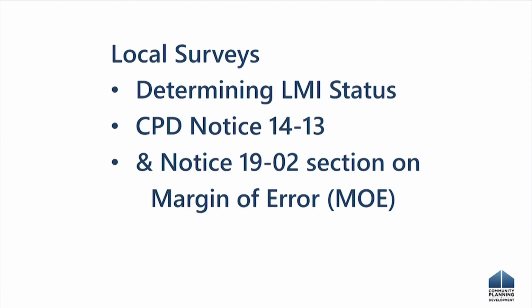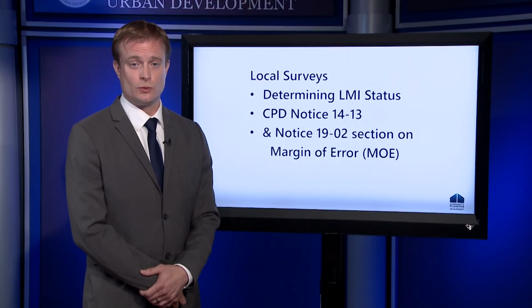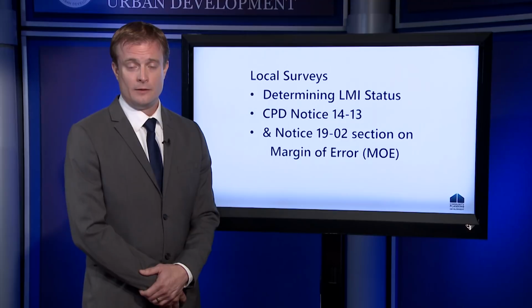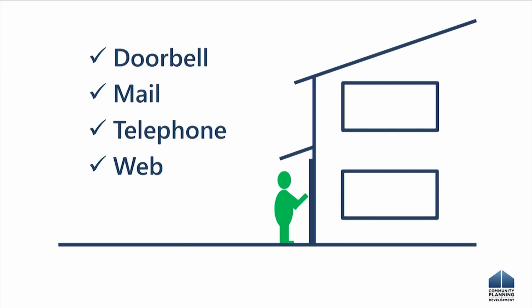A local survey may be used to determine the LMI status of the persons living in the area. And to do a local survey, you can refer to our guidance found in CPD Notice 14-13, which deals exclusively with conducting local income surveys. Additionally, we have Notice 19-02, which is dedicated to the HUD-provided data on LMI. However, there is a section in that notice that deals with the acceptable margins of error for statistically sound surveys. When conducting a survey, as you can imagine, you would knock on the door, mail out a survey, call on the phone, or use the internet.